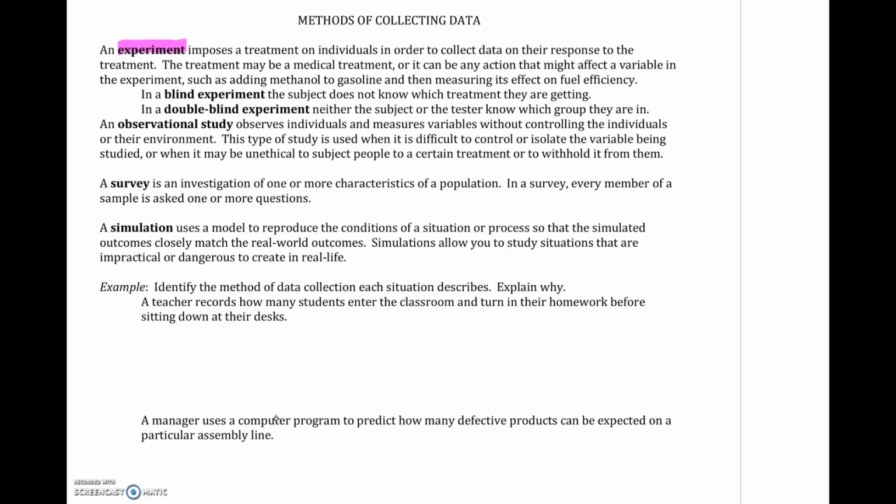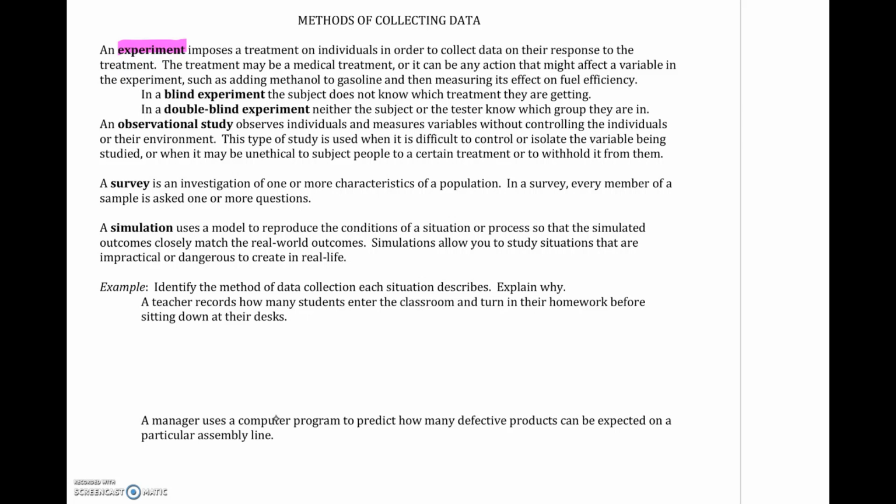Like how does everyone feel about building a new sports arena in the downtown district, right? So you're thinking, wait, that's the treatment affecting my hometown. What is my opinion on it? So what's that data? Okay. And it could be, again, any action. It doesn't have to be medical. So if you look underneath that, the treatment can be a medical treatment, or it can be any action that might affect a variable in the experiment. So again, something like adding methanol to gasoline just to see its effect on fuel efficiency. So it doesn't even have to deal with people or animals, right?